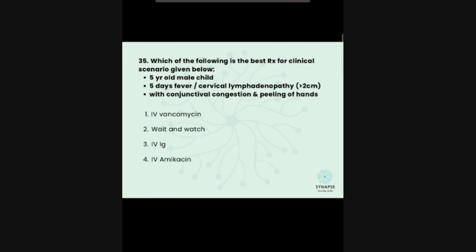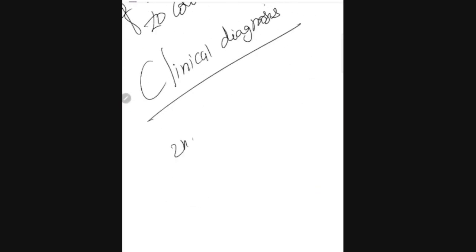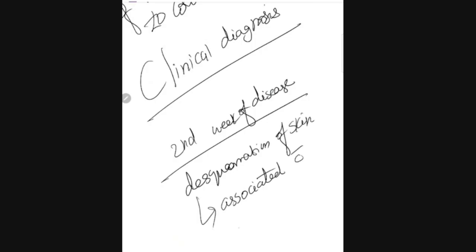Then in the oral cavity, there may be cheilitis, cracked lips, strawberry tongue, pharyngeal congestion. So in the second week of Kawasaki, if you look at lab findings, you will have thrombocytosis. Second week of disease, when there is desquamation of skin, associated with thrombocytosis. So Kawasaki, if you are not treating it, leads to coronary aneurysms.